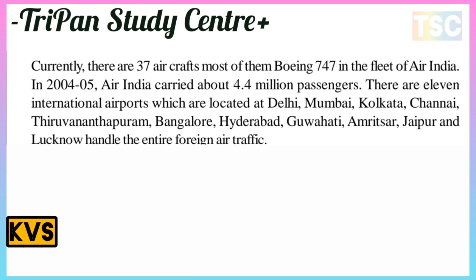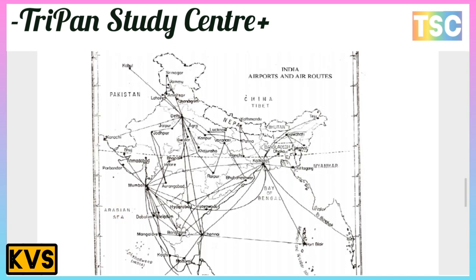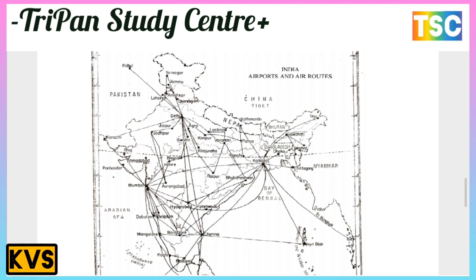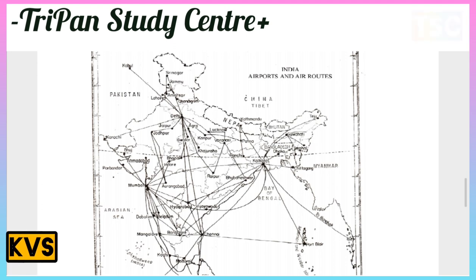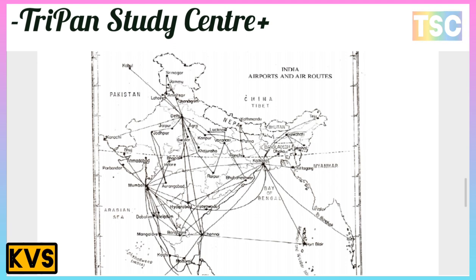The most important air routes are shown on your screen on the map. On this map, the main air routes of Delhi are to Kolkata and Mumbai. That is the most important. All our routes come to Mumbai and Kolkata and mostly Delhi. These are the most important airlines all over India.